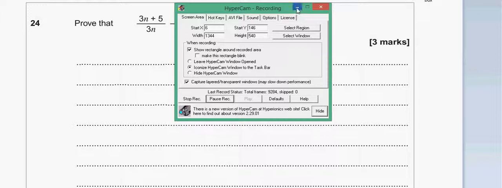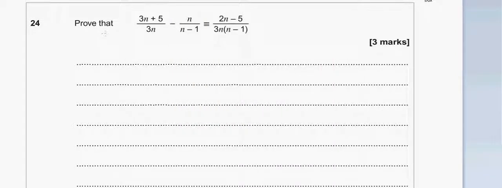Okay, so the final question. So we have to prove that this minus this will give us this. Okay, these 3 lines means is exactly the same as or is congruent to. So this fraction, take away this fraction, should yield this. Now, like any other fractions, if we're going to add or subtract, we need a common denominator. So I'm going to multiply these 2 together.